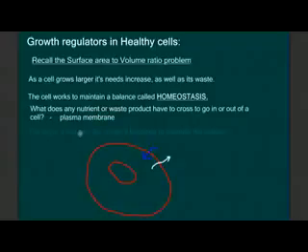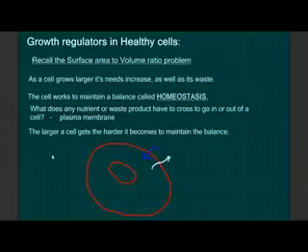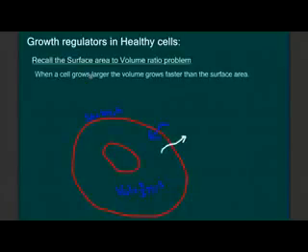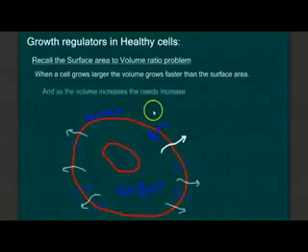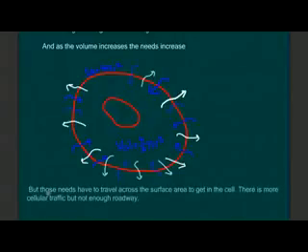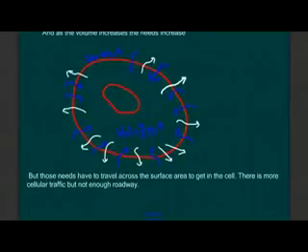And the larger a cell gets, the harder it becomes to maintain this balance, this handling of the movement of materials in and out of the cell. As a cell grows larger, its volume will grow faster than its surface area because volume is a cubic function and surface area is a squared function. And as the volume increases, the needs increase. We have to move more things in and more things out of the cell. But these needs have to travel across the surface area to get in. There's more cellular traffic, but not enough roadway to handle it.